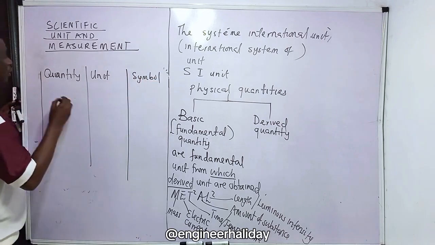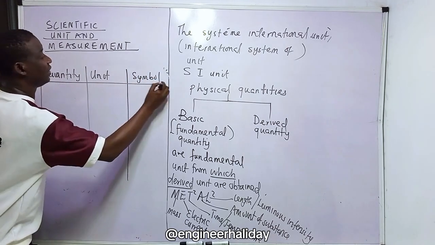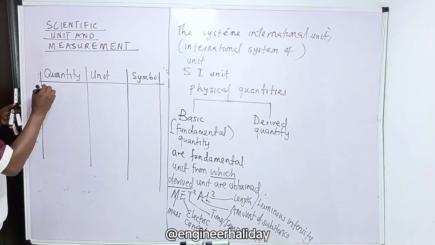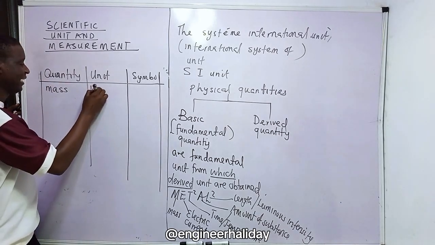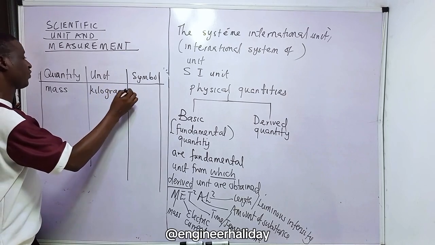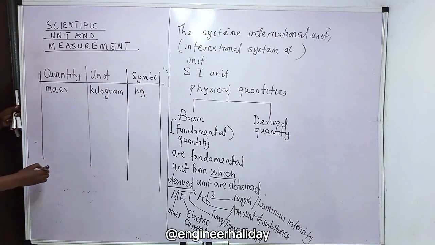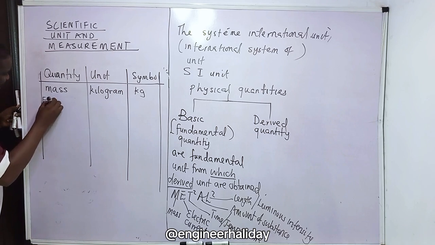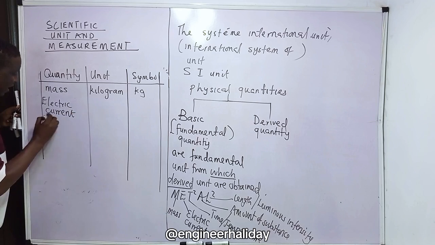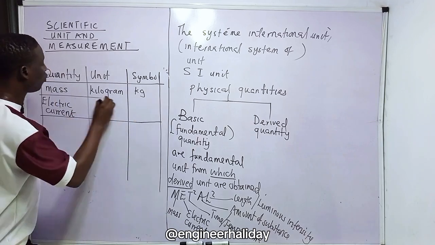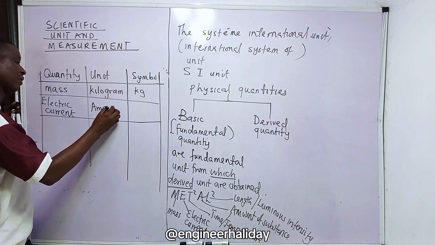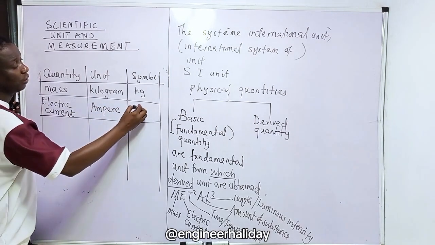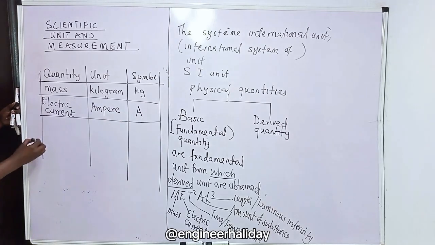So what do we have now? The first thing we are going to have here is mass, for example. The unit is kilogram. And the symbol is small letter kg. Now the next one is electric current. Please take note of that, follow the METALS shortcut I gave to you. The second one is electric current, and the unit is ampere. The symbol is A.